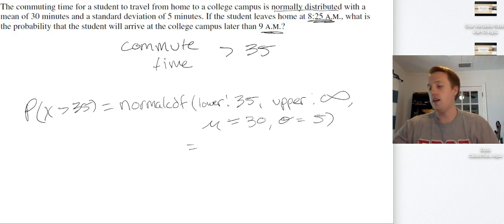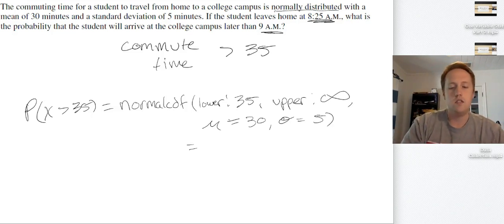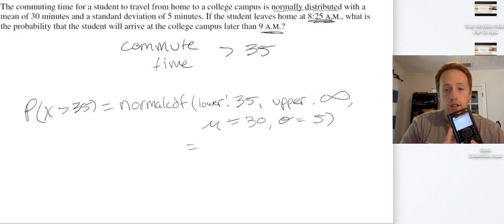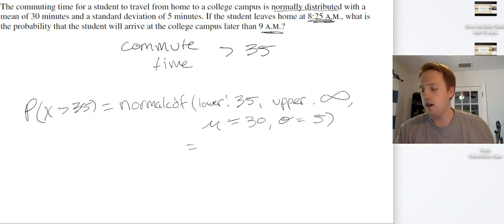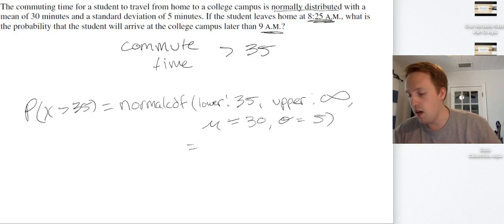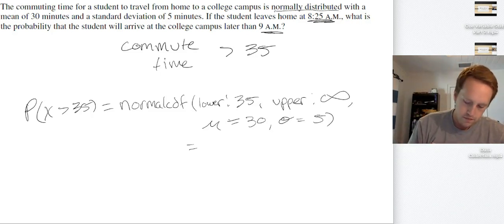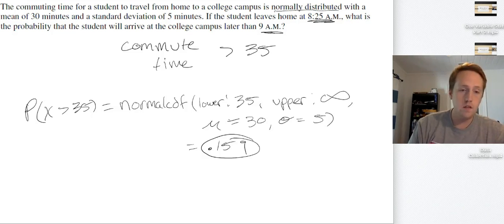And then I'm going to go to my TI-Nspire CAS, TI, sponsor me. Statistics, distributions, normal CDF. Lower bound is 35, upper bound is infinity. I'm just going to press a bunch of 9s because I don't feel like finding infinity right now. 30 is the mean, standard deviation is 5, and we do that and we get a probability of about 0.16. I'll go 0.159. And that's the answer.